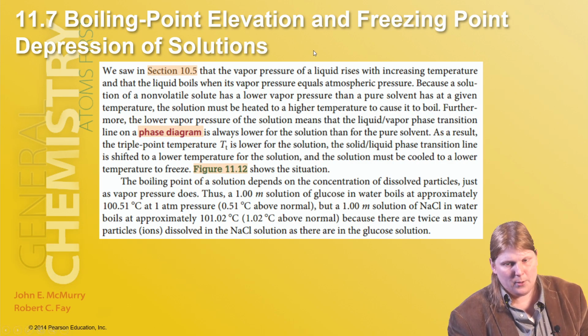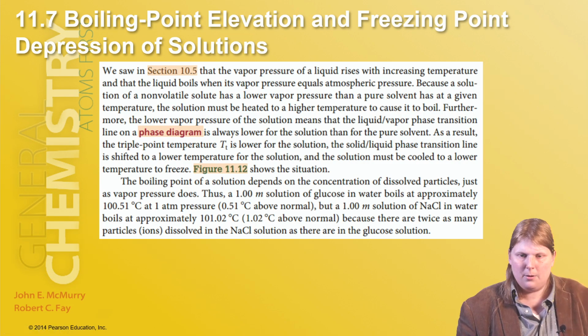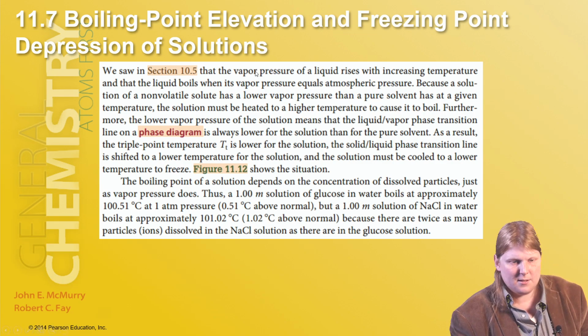Let's talk about boiling point elevation and freezing point depression. So because the vapor pressure goes down, the boiling point must go up because vapor pressure drives boiling point. So that relationship makes sense. And we talked about how the freezing process is interfered with by the existence of the solute. So they say the boiling point of a solution depends on the concentration of dissolved particles, just as vapor pressure does. Thus, a 1 mol solution of glucose in water boils at approximately 100.51 degrees Celsius at 1 atmosphere pressure, 0.51 degrees Celsius above normal.